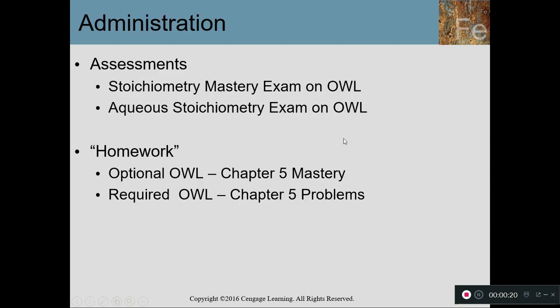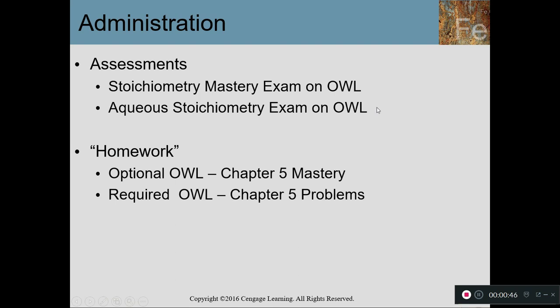So what do we got going on? Well, first off, administrative pieces. Online, there is the stoichiometry mastery exam. That is the makeup for those of you who may not have passed the first mastery. I'd like to get your grades up before they tell me that the grades have to be turned in. So if you have not yet passed the mastery, go ahead and take care of that on the OWL. There's also an aqueous stoichiometry exam. You have multiple opportunities to take care of that. Go ahead and do that.